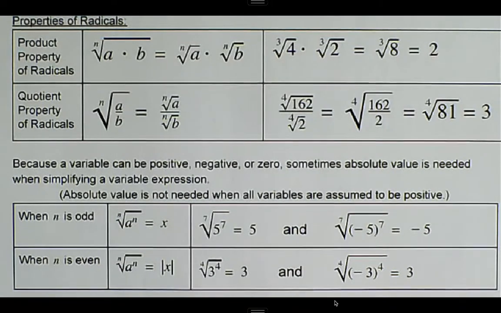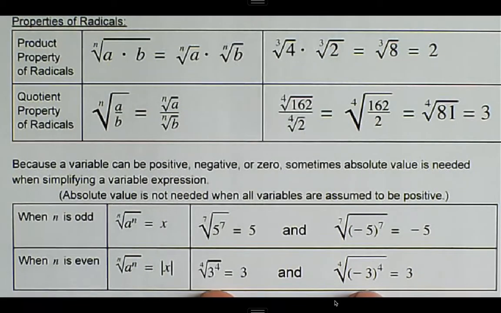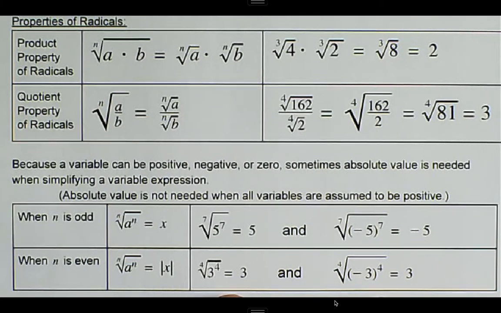So when we have an even nth root, we have to consider both the plus or minus, just like when we're solving quadratic functions or using the quadratic formula. That's why we have to use the plus or minus for that answer.